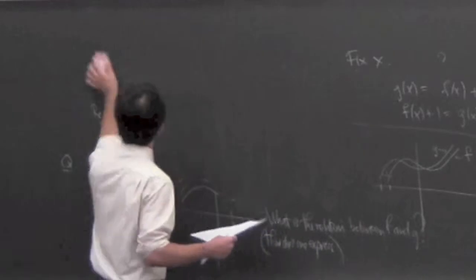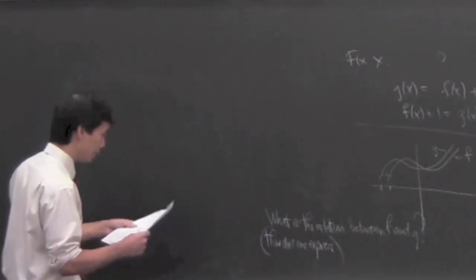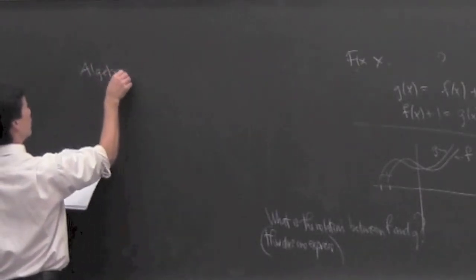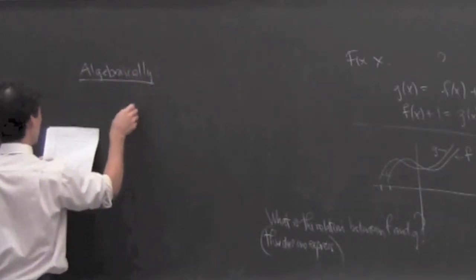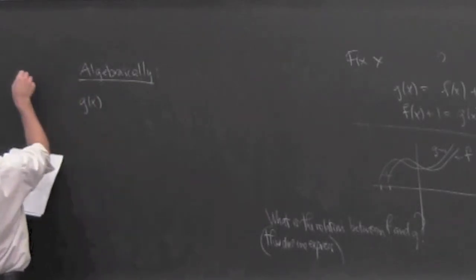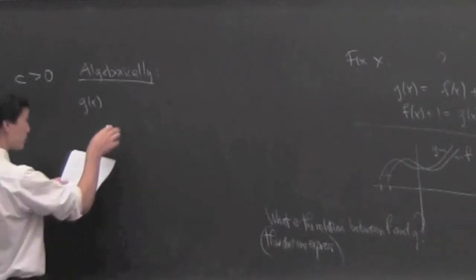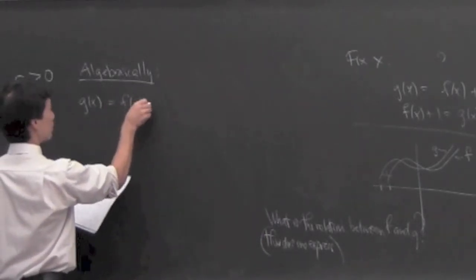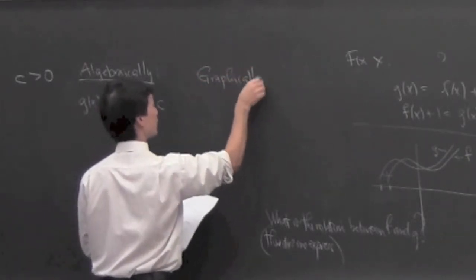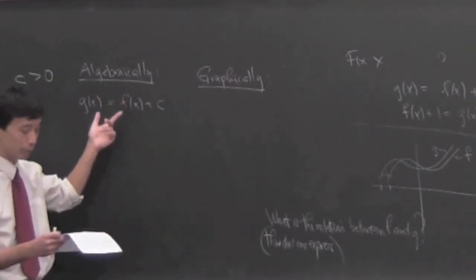Okay. So let me just put up a list of things that happen. Algebraically, let's say that g of x... Let c be some positive number, some constant. Let's say that g of x is f of x plus c. Then graphically, as we just said, this means that the graph of g will move up.